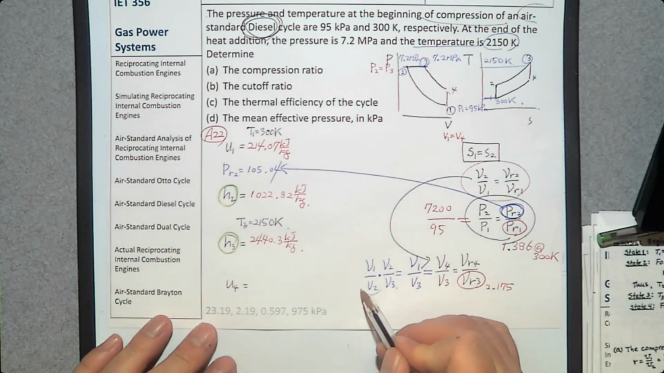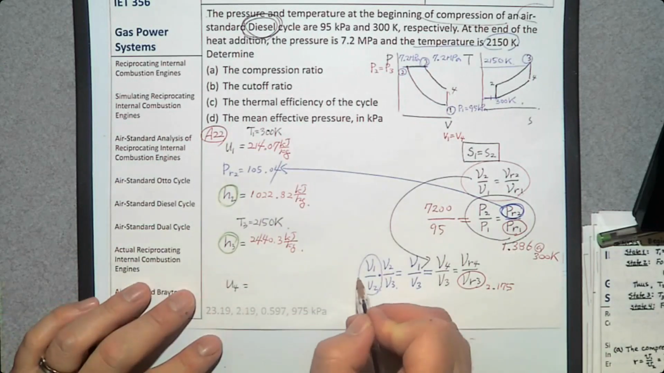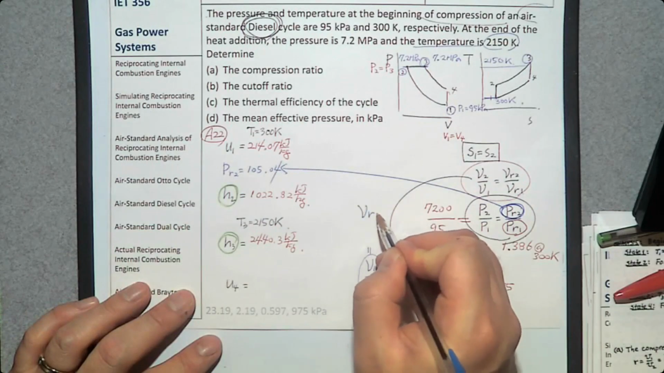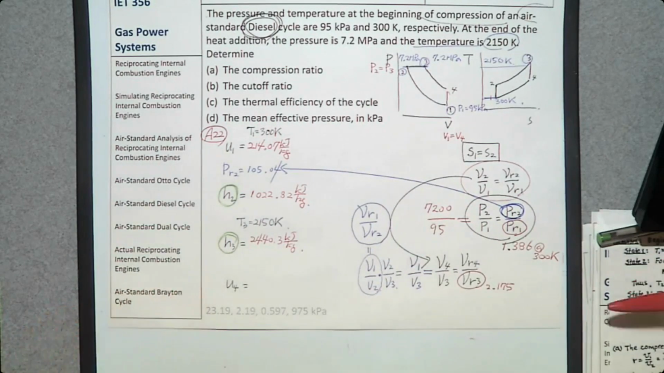Then, do we know V1 over V2? Can you find V1 over V2? Yes, by using this relation. This V1 over V2 is going to be VR1 over VR2. Can you find VR1 from this temperature? Yes. Can you find VR2 from this PR2? Yes, you can. But it's going to take a lot of time, right?